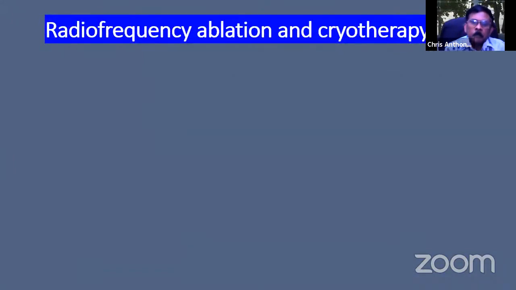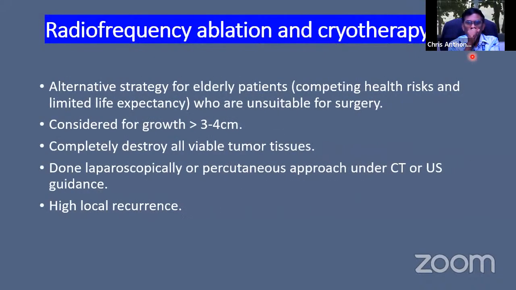Lastly, we come to some very conservative treatment with radiofrequency ablation and cryotherapy for localized tumors. These are alternate strategies for elderly patients who are at high risk for radical nephrectomy and who are unsuitable for surgery. It is considered for patients with growths of less than 3 to 4 centimeters.